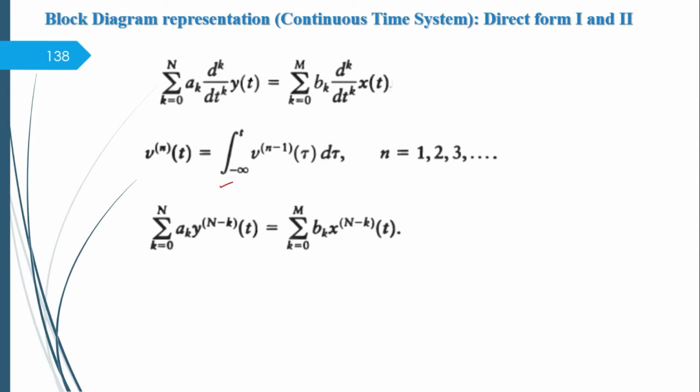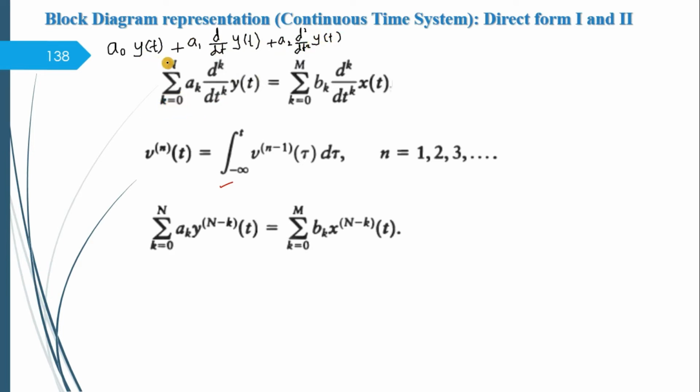We have a block diagram representation of CTS system, direct form 1 and direct form 2. We have the equation given in this fashion. The summation of a_k and d^k by dt^k, so it can be written as, let me write it here, a0 when k is 0, d raised to 0, dt raised to 0 means you don't write it at all. Just write y of t plus a1 d by dt of y of t. The meaning of this is a2 d square by dt square of y of t. That's the meaning.